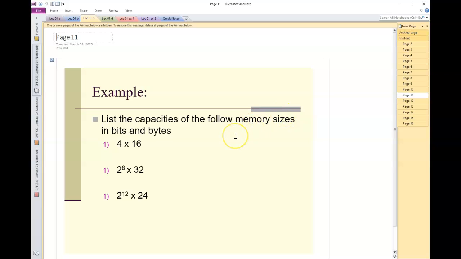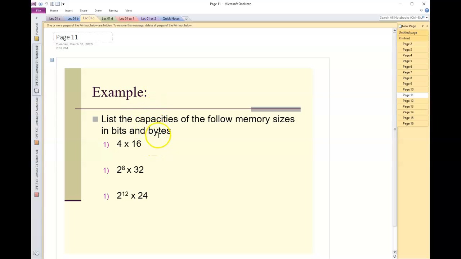Okay, so here are some examples of capacities. What we have here is a 4 by 16, a 2 to the 8 by 32, and a 2 to the 12 by 24. These are all bit capacities.